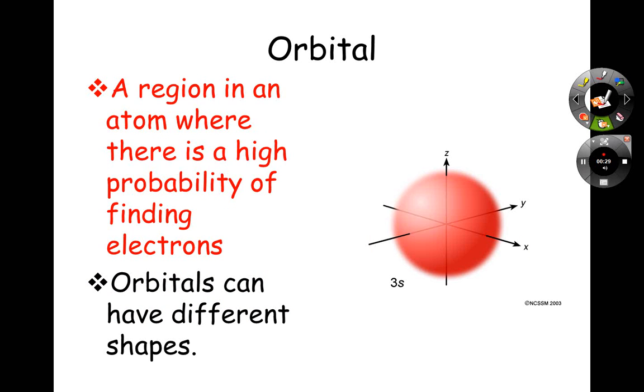An orbital is a region in an atom where there is a high probability of finding electrons. Remember, those electrons are moving at close to the speed of light. So these orbitals, these places where they could be, just give foggy shapes. And this one here happens to be an S shape, or spherical.